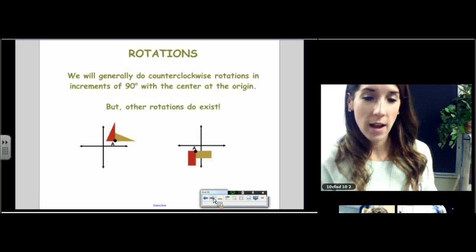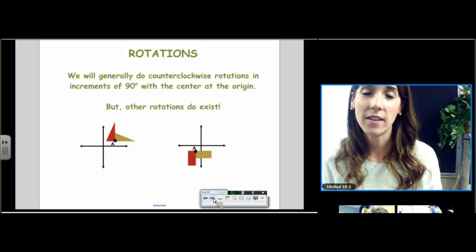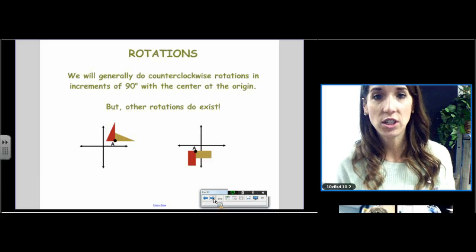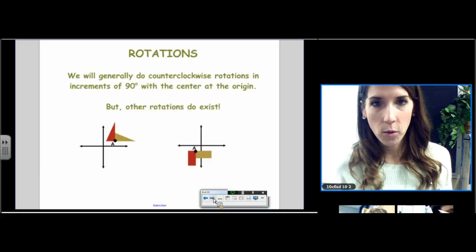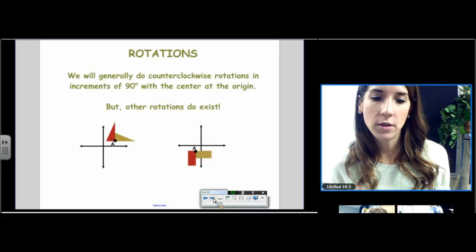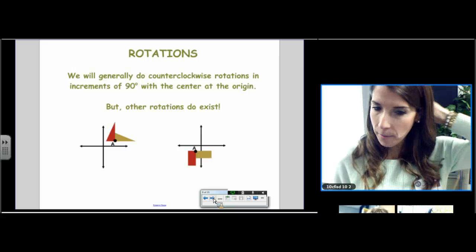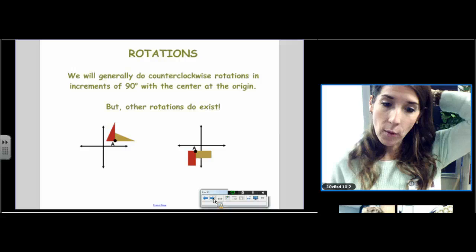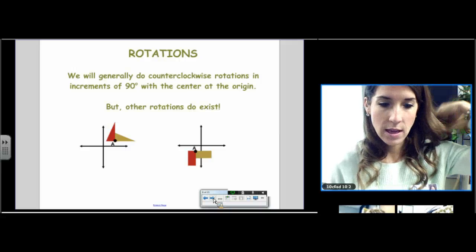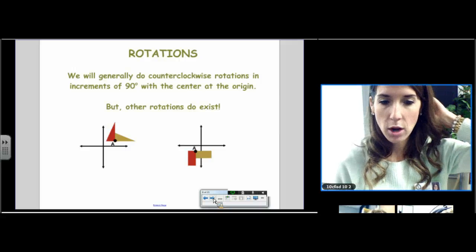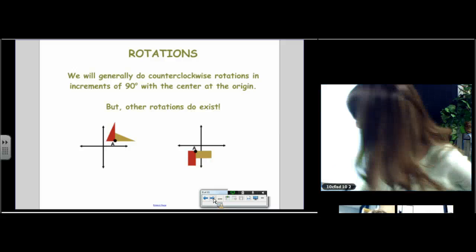Now, every now and then, we might ask you about a different rotation. Other rotations do exist. You don't have to rotate about the origin all the time. You don't have to go in increments of 90. But there's just a couple examples where we're rotating about the point A, not about the origin. Just wanted to show you that they do exist, and that's what they would look like.